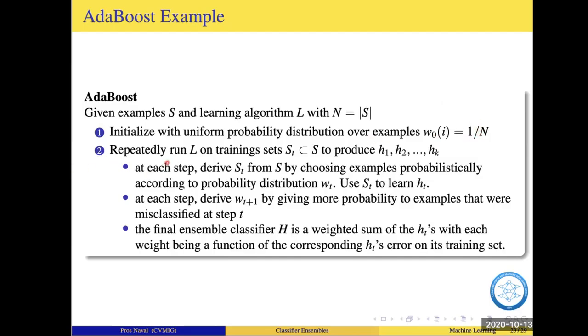Then we repeatedly run our learning algorithm L on training sets S sub t, which would be a subset of the entire training set, to produce H1, H2 up to Hk. So H for hypothesis. Okay, what's the hypothesis?